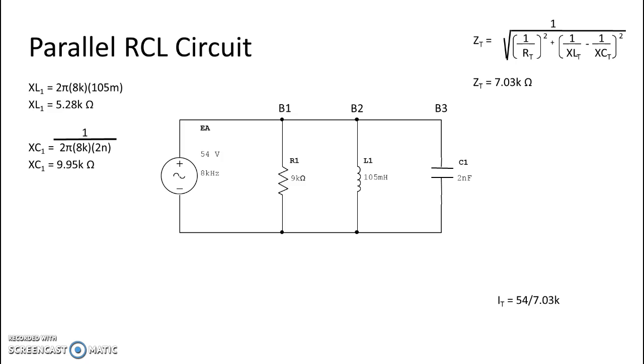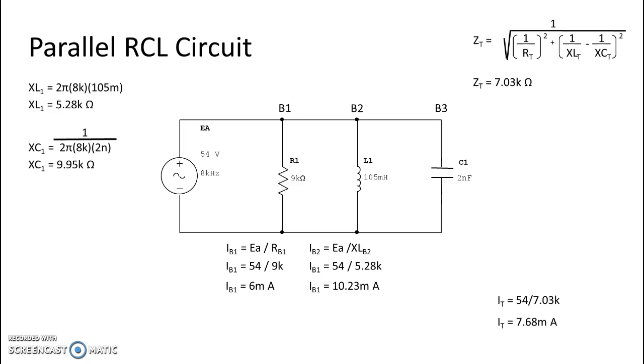Once you have impedance, you can get current. Voltage divided by the ohmic value gives you 7.68 milliamps. And of course, now we can look at currents. So we have voltage of 54 divided by 9K, which is the ohmic value of branch 1, and we get 6 milliamps. Now we do branch 2, which is voltage divided by the inductive reactance, and we get 10.23 milliamps. And then we do branch 3, voltage divided by capacitive reactance, and we get 5.43 milliamps.